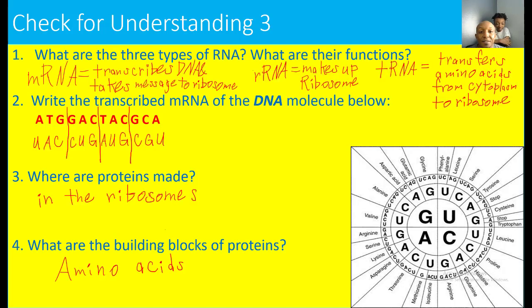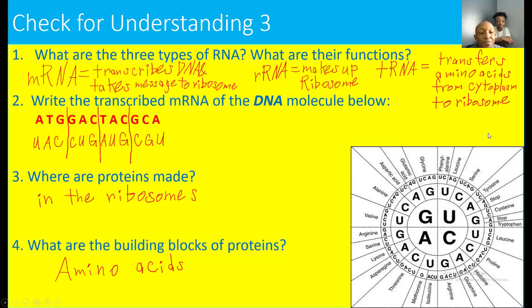Alright guys, now it's time to check our third check for understanding. Alright, so what are the 3 types of RNA? What are their functions? So the 3 types of RNA are mRNA, which transcribes DNA and takes that message to the ribosome. And then we have rRNA, and it makes up the ribosome. And then finally we have tRNA, and it transfers amino acids from the cytoplasm to ribosomes.